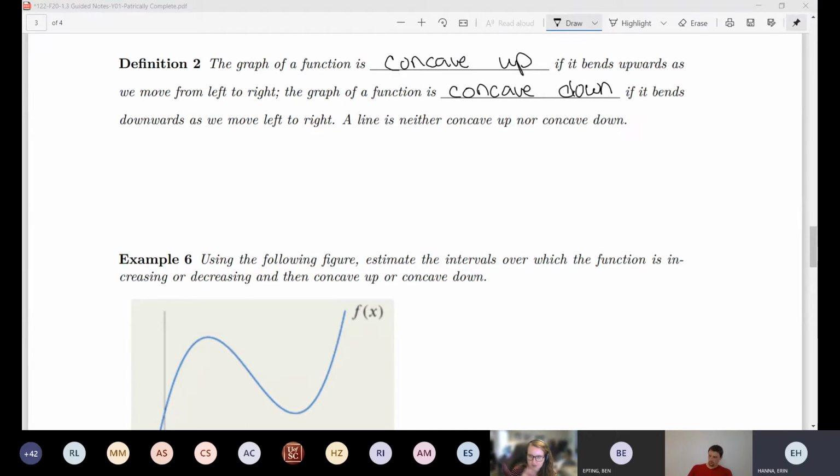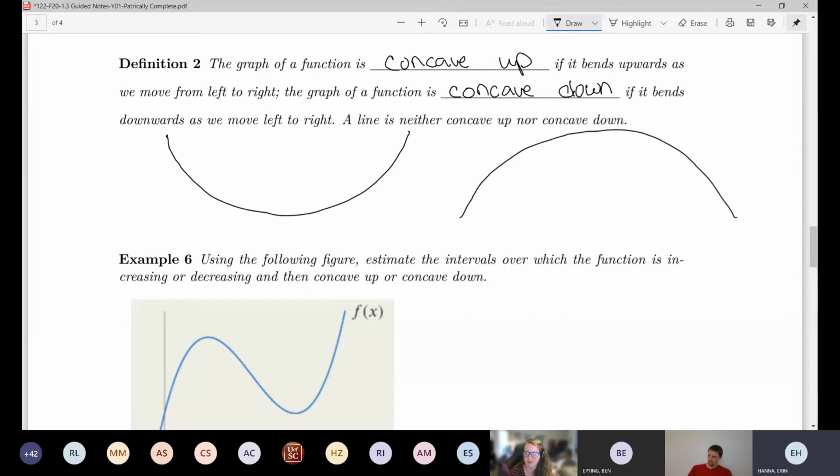So we have two choices here, concave up or concave down. So we've got this and this. I made those really big. So this piece would be concave up, and this would be concave down. Now, we've also got two options for each of these options.